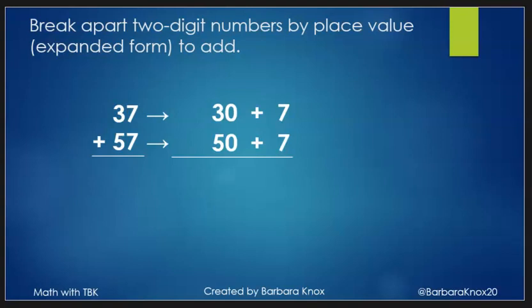30 plus 50 is equal to 80, and 7 plus 7 is equal to 14. Because there are more than 10 ones, this partial sum can also be broken apart into tens and ones. 14 can be broken apart into 1 ten and 4 ones. This gives you a total of 9 tens and 4 ones for a complete sum of 94.